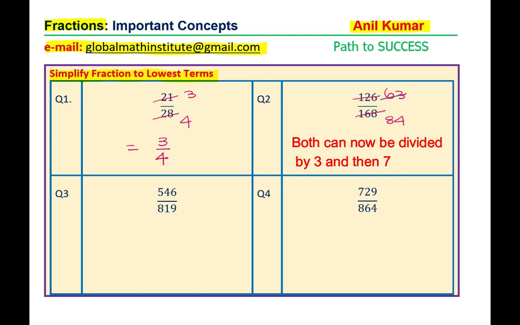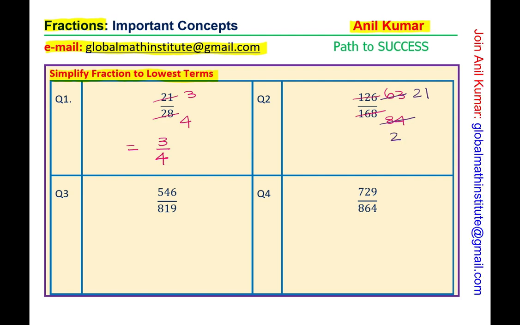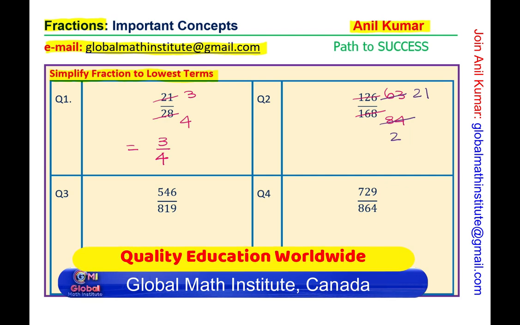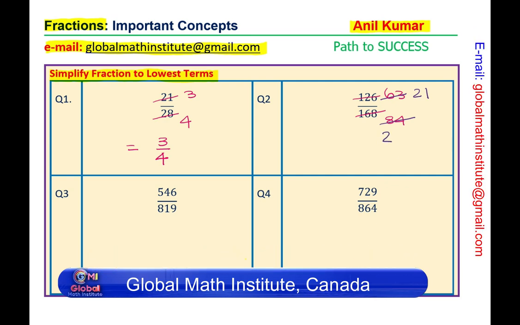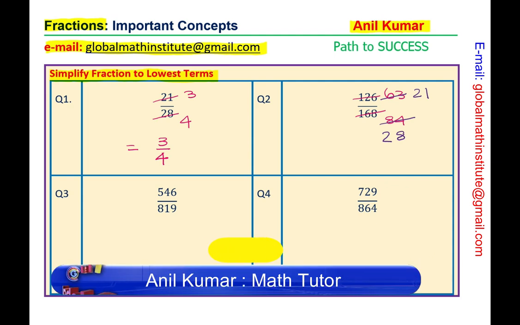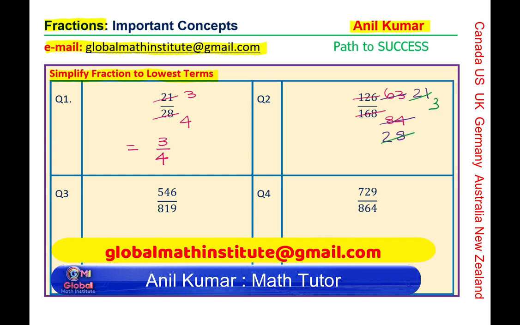Dividing by 3, we get 21 in the numerator. Now let's divide 84 by 3. 3 times 2 is 6. We're left with 24, and 3 times 8 is 24. So we get 21 over 28. As we have seen earlier, we can divide both by 7. Once you do that, you get 7 times 3 and 7 times 4. So this fraction is also equivalent to 3 over 4.